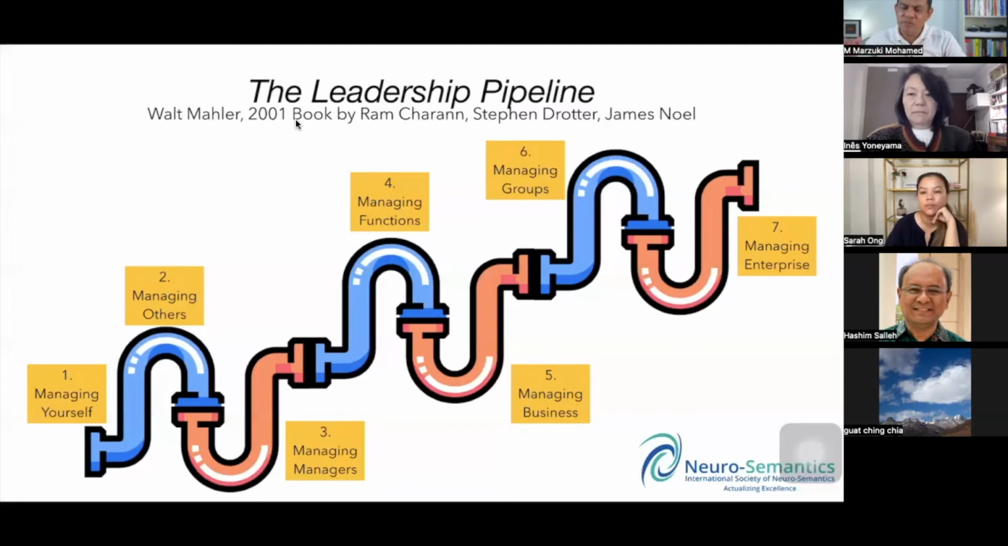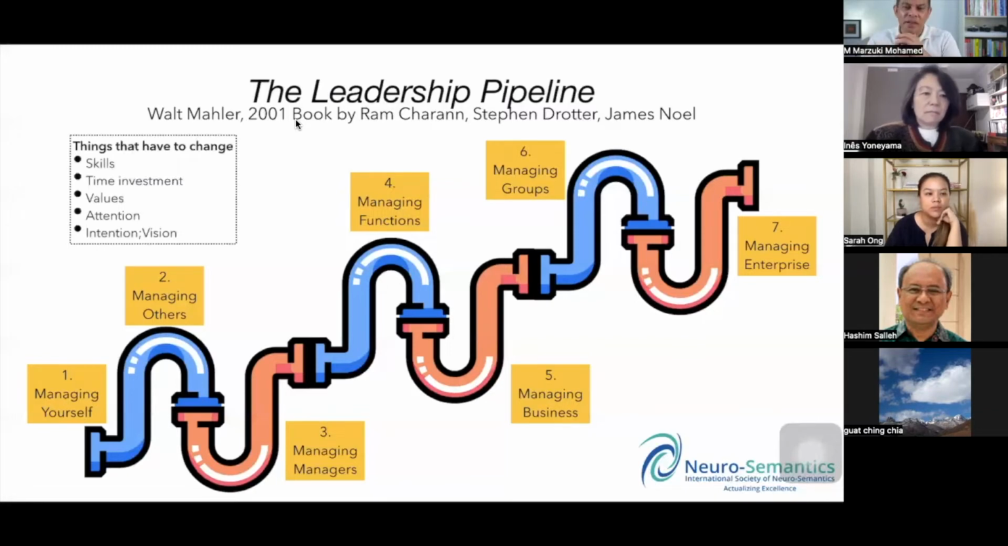Now, at each of these levels, there are certain things that you need to change as you go from one level to the other. What are they? Skills, time investment, values, attention, intention, and vision. So all of these change from one level to the other. When you are managing yourself, you require a certain set of skills. Then when you move to managing others, you require another set of skills and different time investment.